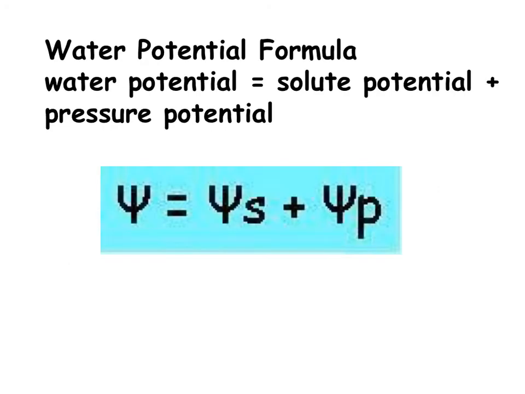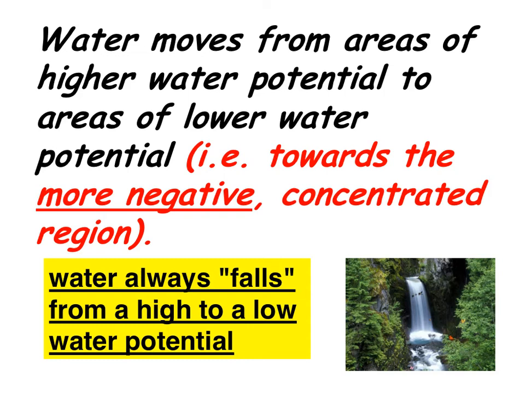Okay, so really quick, let's look at the formula for water potential. So water potential, which again is psi, is equal to your solute potential plus your pressure potential. It's a very simple formula. This is not one that you have to memorize because it is provided for you on the formula sheet that you will use on your AP test. Okay, so let's go back to talking about water and its movement again for just a little bit.